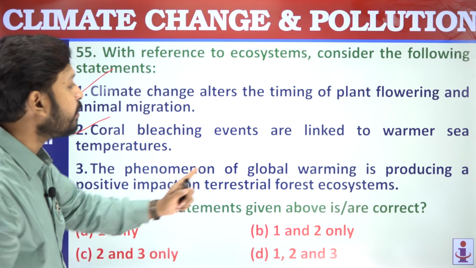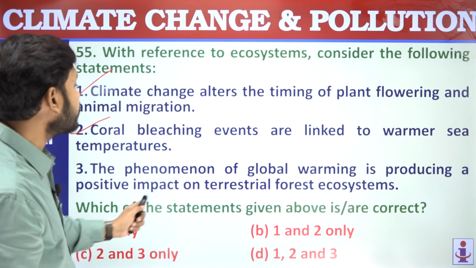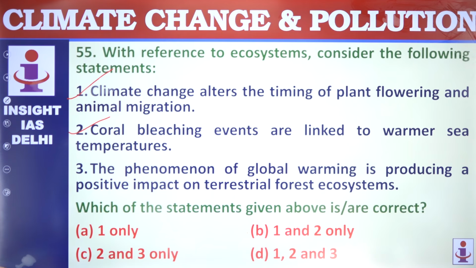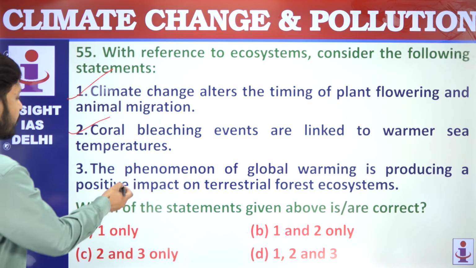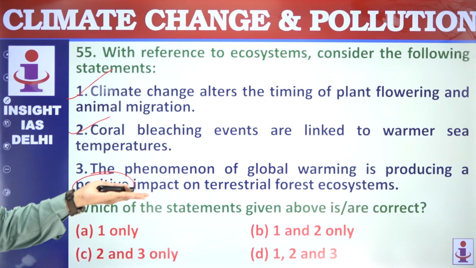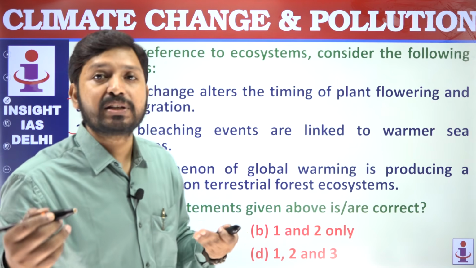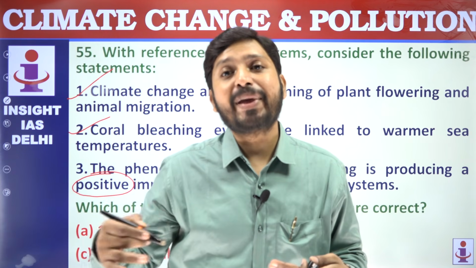The phenomena of global warming is producing a positive impact on the terrestrial forest ecosystem. No, why is it having a positive impact? It is having a negative impact, right? Okay. So global warming will have a negative impact on the terrestrial forest ecosystem because with more and more high temperature, more forest fires can be there, more pests will be there.